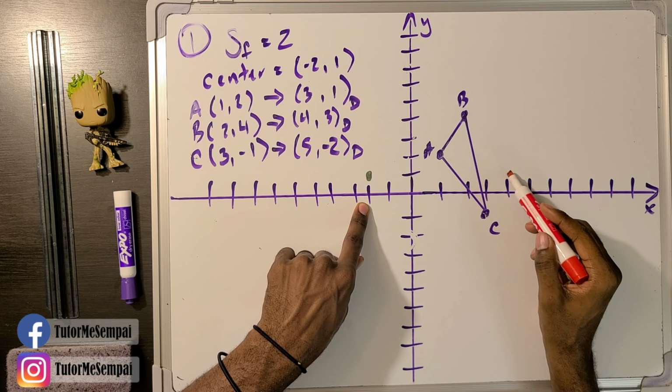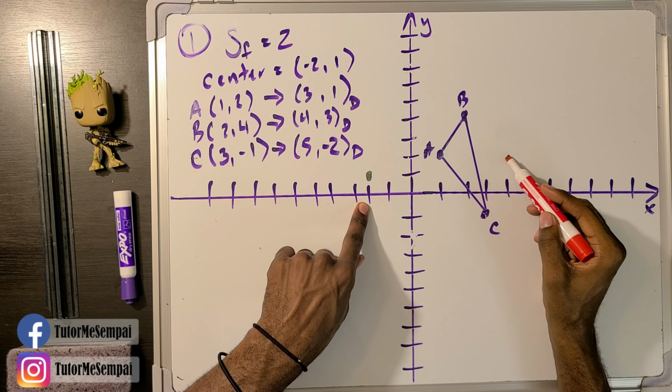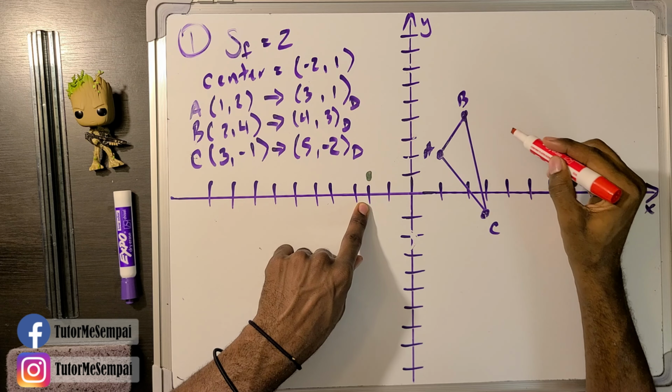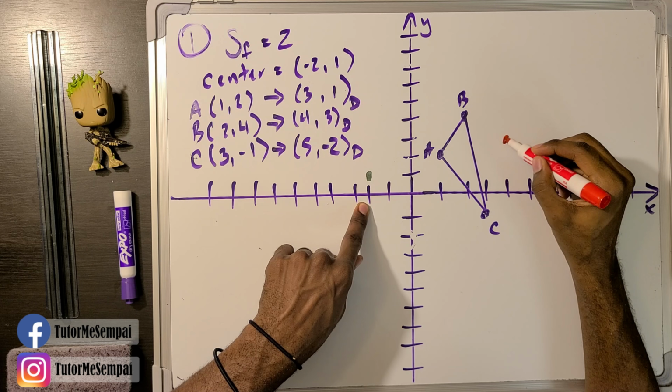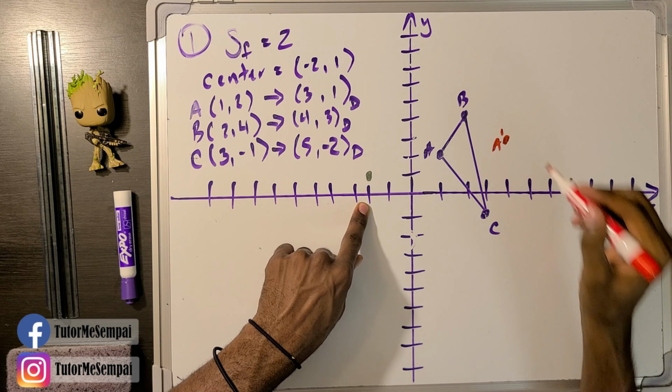1, 2, 3. And we want to go up 1, but then double that. So go up 1 again, 1 again. So we're going to end up right here. So this is going to be our A prime.